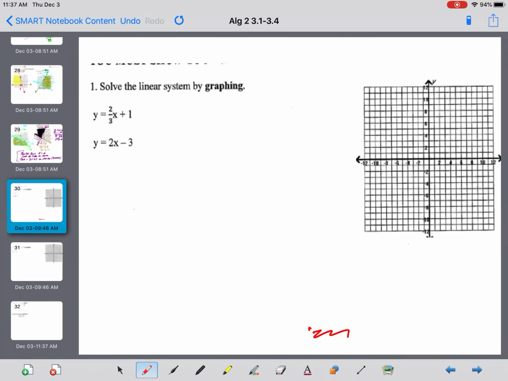All right, we're going to go over the practice quiz. Take a look at the answers to this. In the first one here, we're going to graph.